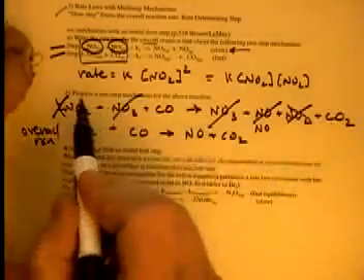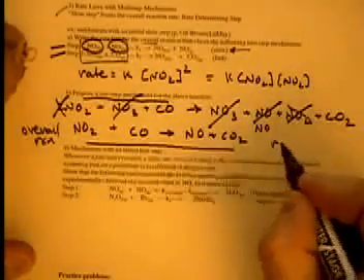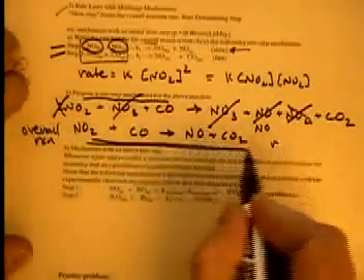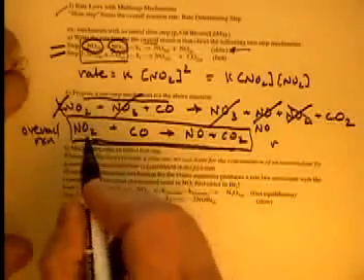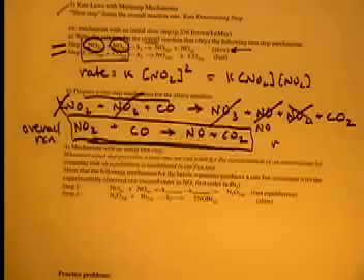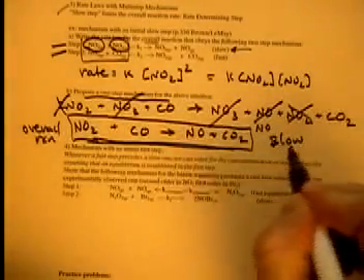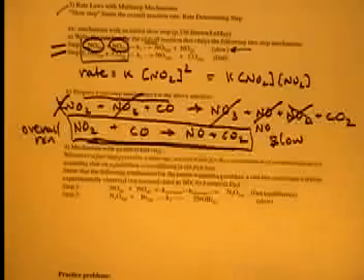Now, part B says propose a one-step mechanism for the above reaction. Now that I have the whole reaction, I could propose a one-step mechanism, and I could say, this is it right here. I could just say NO2 and CO collide. And then that would be my one-step mechanism. And I'd say that this is the slow step. I'd write the word slow after it, and that would be my proposed one-step mechanism.